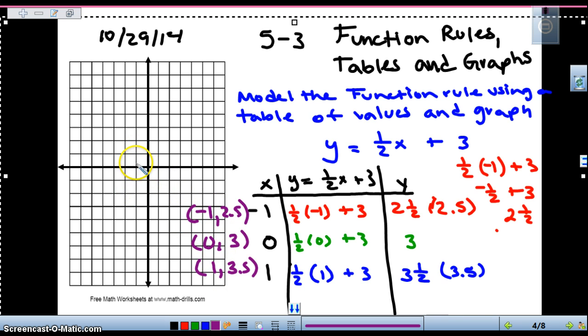-1, 2.5, 0 and 3, and 1 and 3.5. We connect our dots. So we've modeled the function rule using a table, and we've graphed our values.